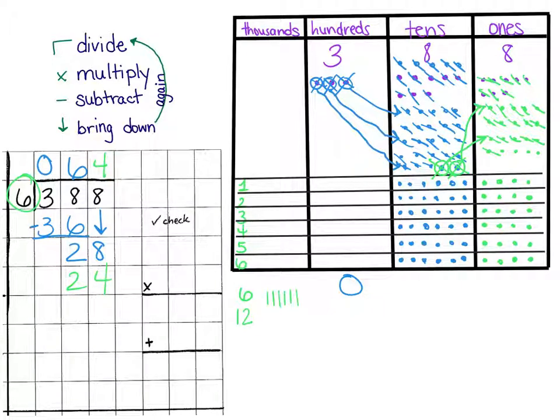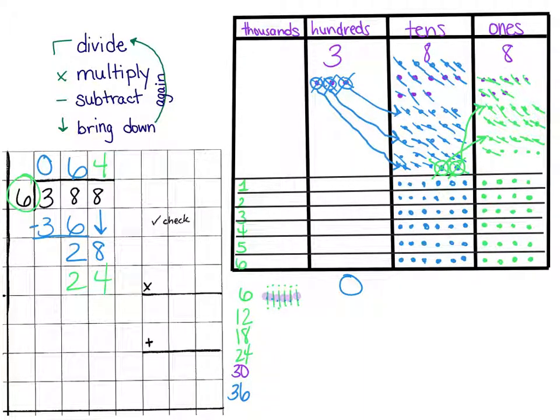Then I'm going to keep skip counting. 12, 13, 14, 15, 16, 17, 18, 19, 20, 21, 22, 23, 24, 25, 26, 27, 28, 29, 30, 31, 32, 33, 34, 35, 36.